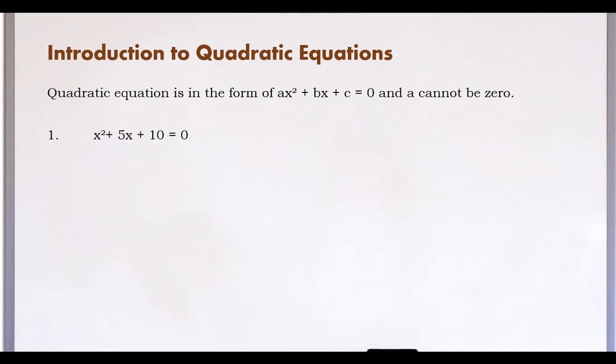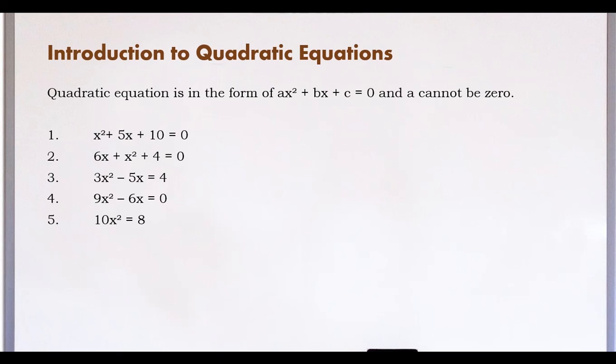We have first here x squared plus 5x plus 10 equals 0. We also have 6x plus x squared plus 4 equals 0. We also have 3x squared minus 5x equals 4. We also have 9x squared minus 6x equals 0. And 10x squared equals 8. All of these equations are quadratic equations.